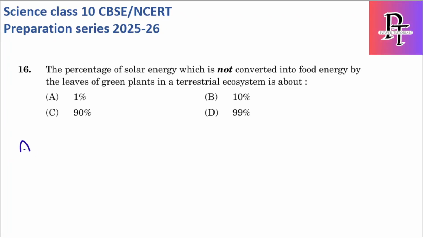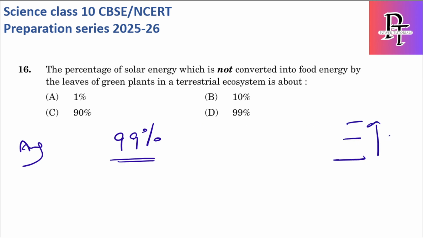Next, 16th one. The percentage of solar energy which is not converted into food energy by the leaves of the plant in a terrestrial ecosystem is about 99%. So this question is a little confusing with respect to the energy conversion. Energy conversion is different for each trophic level. If you go to the higher level, what will happen? Only 10% will be utilized and 90% will be lost. But here, they are not asking about energy with respect to trophic levels. They are asking with respect to the energy captured by the plants to produce energy. So here of the sunlight, only 1% energy is utilized and 99% is getting wasted.